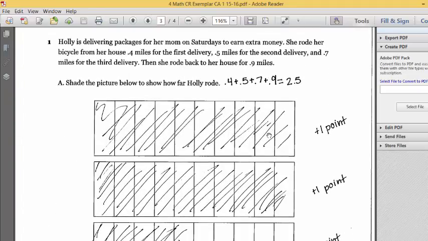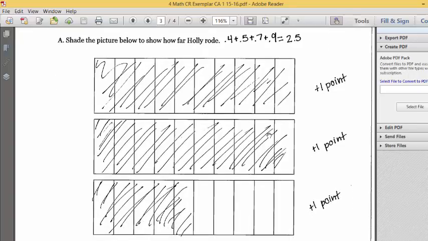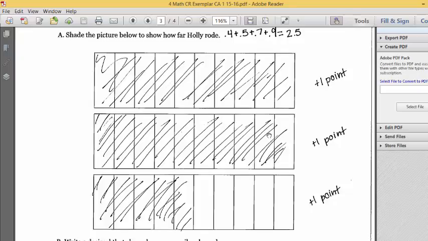The first question that's on here is asking scholars to read a word problem and also note that they need to add together the decimals in the word problem. And then finally, for part A, they need to shade in that decimal amount. So you'll notice for part A, it's asking them to shade in the picture that shows how far Holly rode. They'll need to have added together and know that Holly rode 2.5 miles.